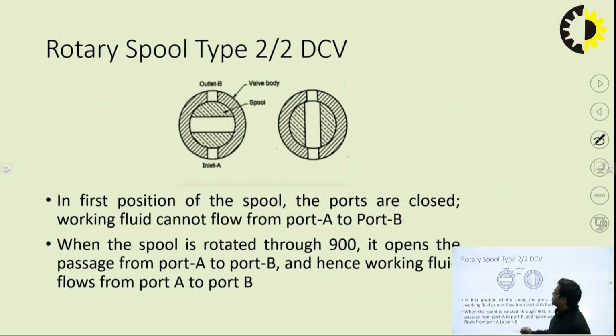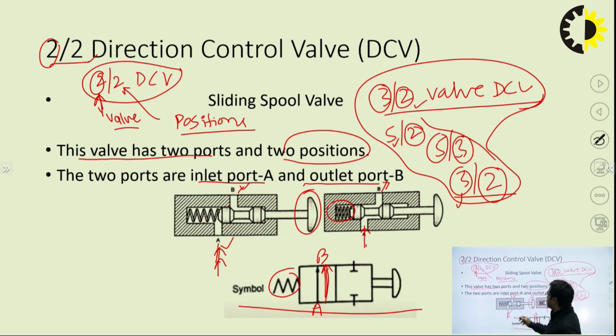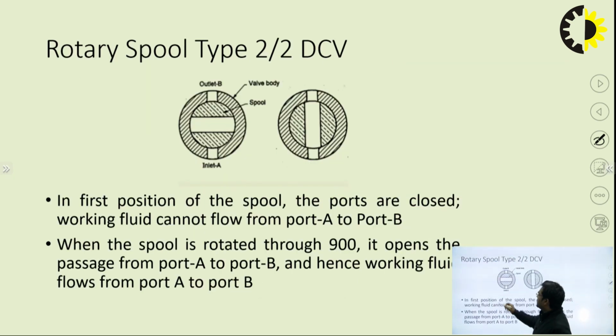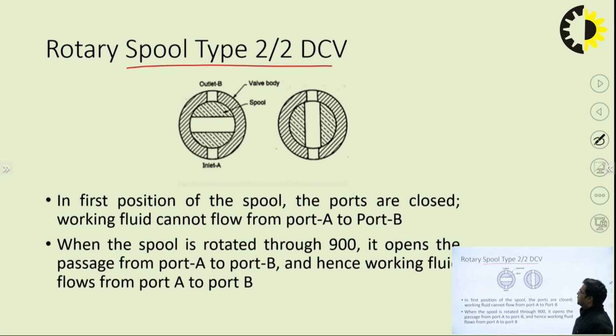Now this is the configuration for linear motions. This is the rotary spool type 2/2 DCV positions. So if we want linear movement, the positions can be moved linearly. If we want rotary movement, this spool arrangement can be done by the rotary spool position. They have two ports, that is inlet A and outlet B.